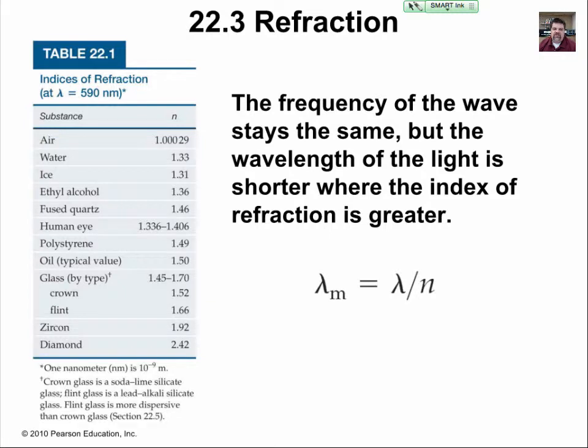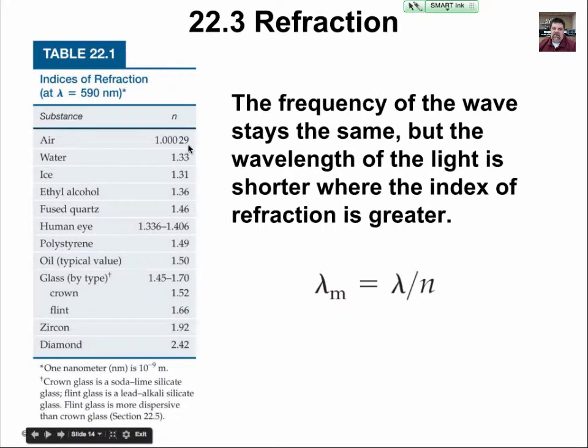So here's a list of some indices, and using the formula, the actual wavelength in the vacuum divided by the index will give you the change in the wavelength. Basically the frequency of the wave stays the same, but the wavelength of the light is shorter where the index of refraction is greater. So remember that the frequency of a wave is inversely proportional to the wavelength. So the wavelength changes a little bit where the frequency remains the same.